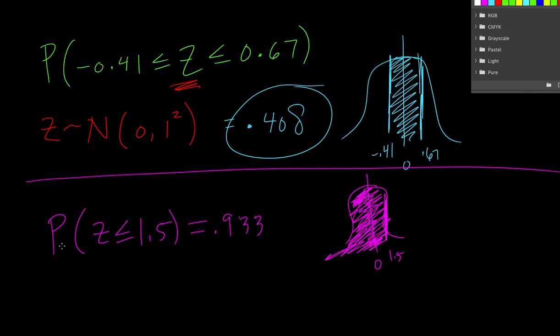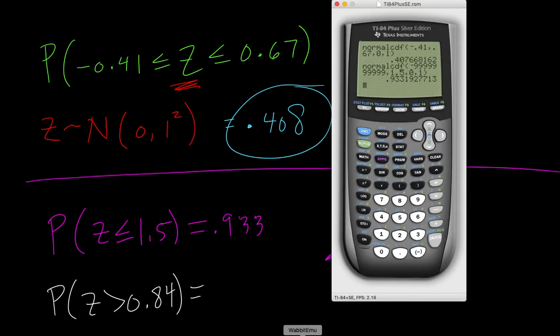All right, one more. P of z is greater than 0.84. We're going to do the same thing. So second, catalog, hit the N button, go to CDF, normal CDF. Lower bound is 0.84. Upper bound is infinity, so we do a bunch of 9s. Then our mean is 0, standard deviation is 1. Hit enter, and we get 0.200.